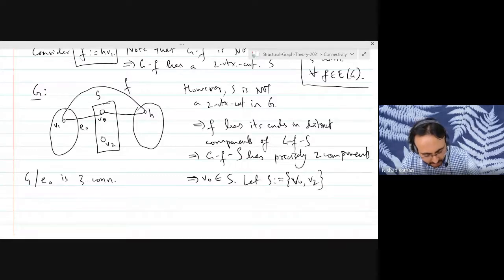So let's think about this. If you contract this edge and you get a 3 connected graph, then I think it means something about this component.